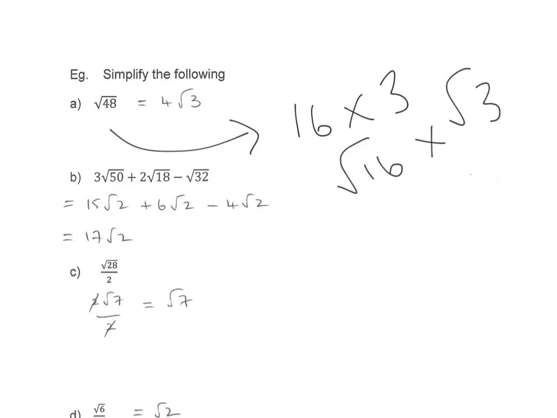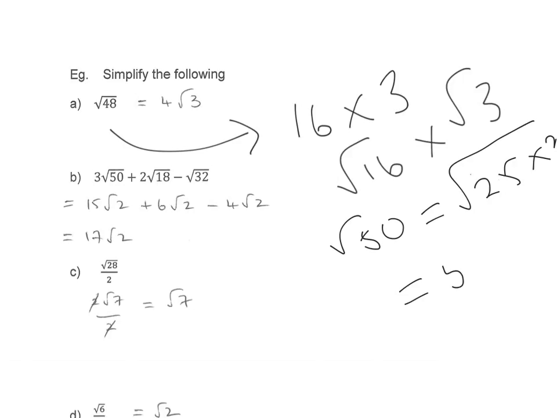Part B, 3 terms this time, same principles apply. So 3 root 50. Let's deal with the root 50 first. Root 50, we've got 25 and 2. So root 50 we can write as root 25, which is 5, times root 2. So root 50 is 5 root 2, which must then make 3 root 50, 3 times that, giving us 15 root 2.